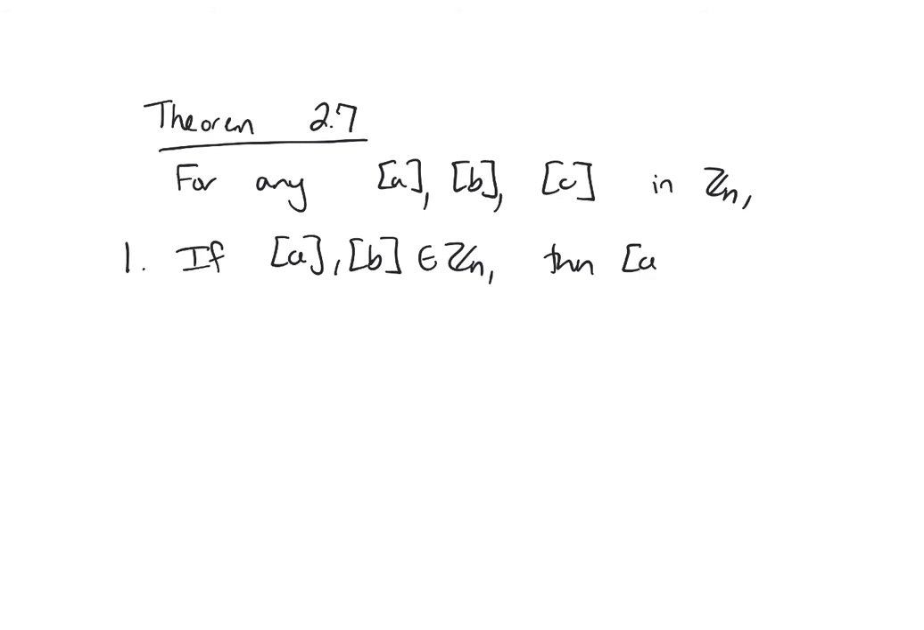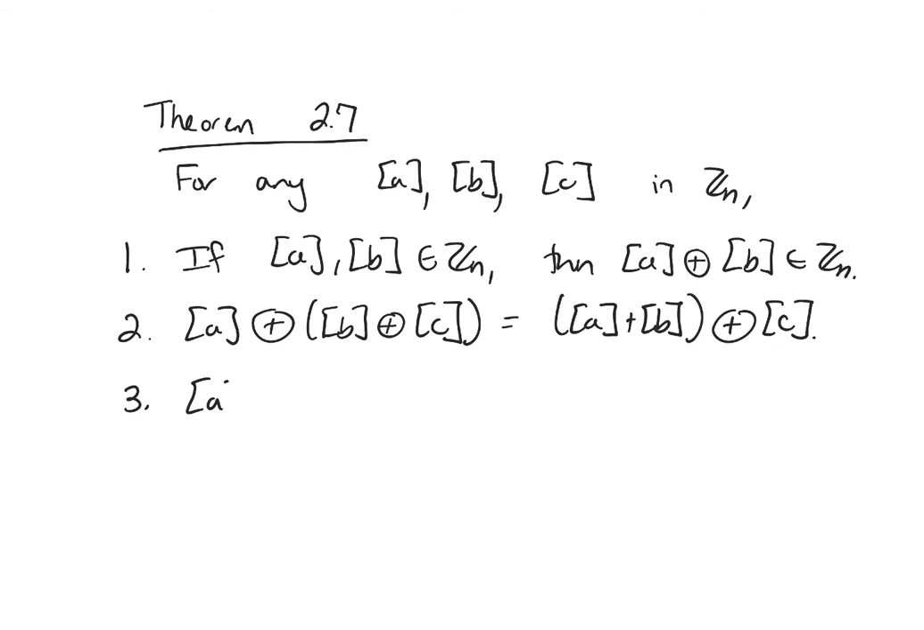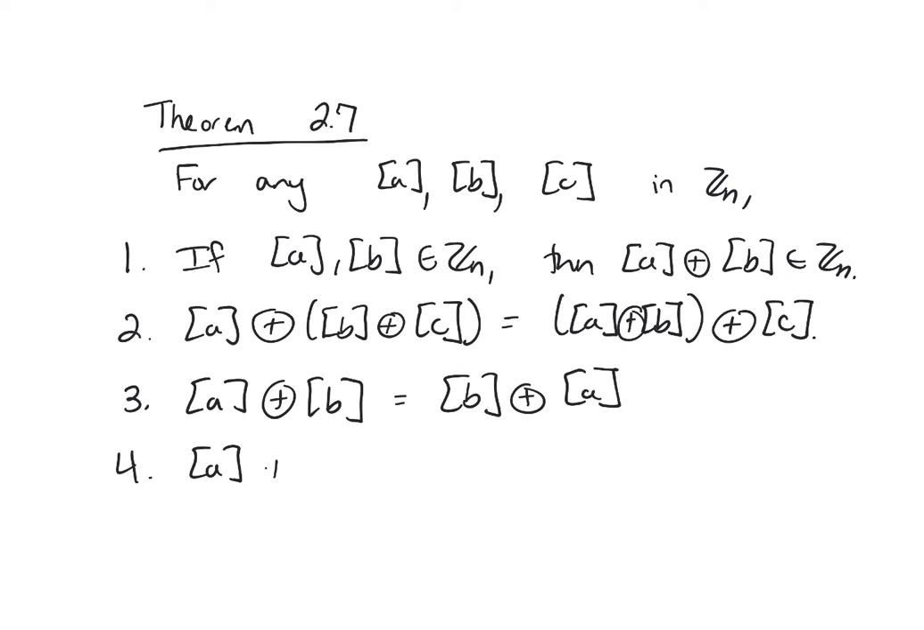So if A and B are in Zn, then their sum, A plus B, is in Zn. 2, if I take A plus B plus C, it's the same thing as A plus B plus C. 3, if I take A plus B, it's the same thing as B plus A. Number 4, if I take A plus 0, it's going to be the same thing as A, which is the same thing as 0 plus A.